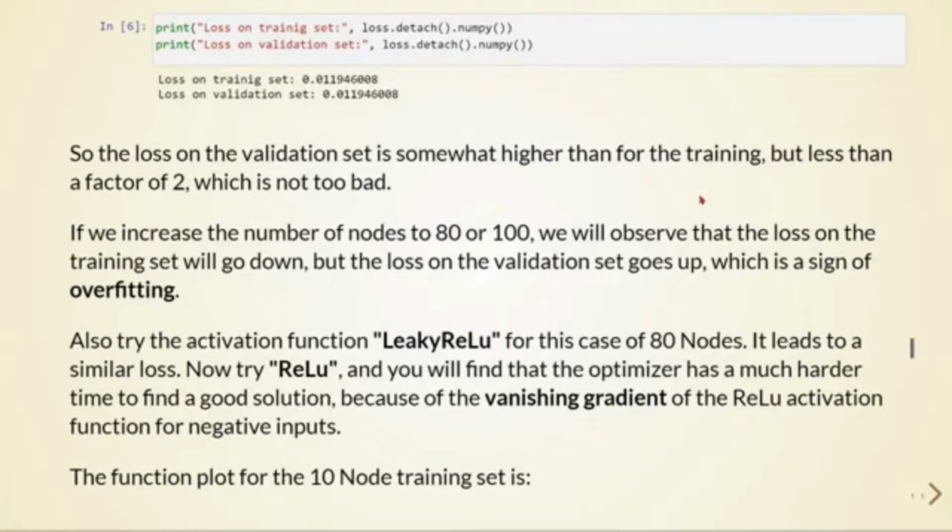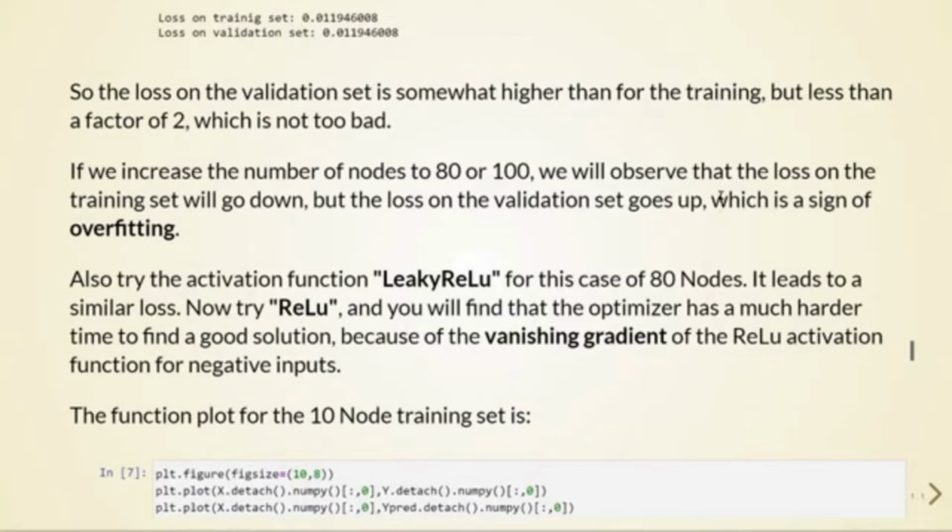If we increase the number of nodes to 80 or 100, we will observe that the loss on the training set will go down, but the loss on the validation set may go up, and this is a sign of overfitting. Also, we can try different activation functions, like the leaky ReLU, for the case of, for example, 80 nodes, and it leads to a similar loss. And then you can try the ReLU, and you'll find that the optimizer has a much harder time finding a good solution because of the vanishing gradients of the ReLU activation function for negative inputs.